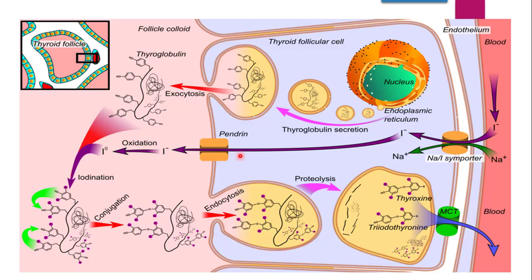Now if you compare this in the diagram, thioamides are acting on these processes: oxidation, iodination and conjugation. Then iodide trappers are acting at this step where the iodide is not getting trapped. Then this proteolysis step is also a target step. Because of this proteolysis inhibition, this will not get separated and thyroid hormones will not be released. So this is the mechanism of the hormone release inhibiting class.